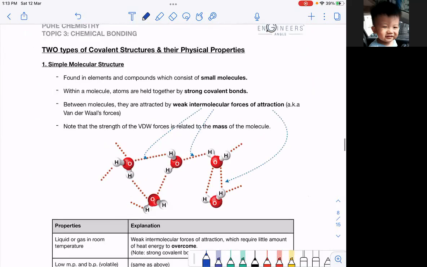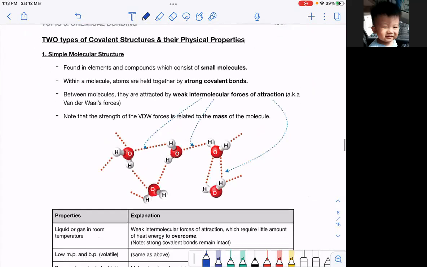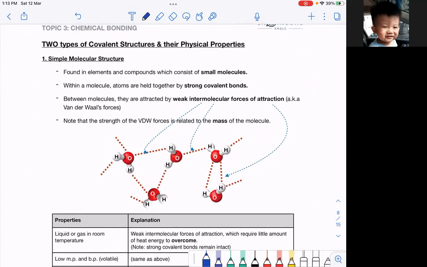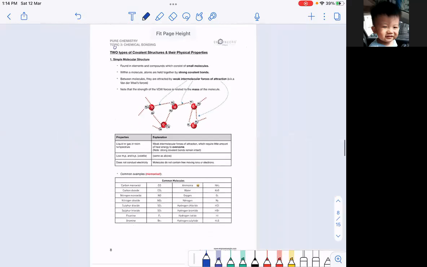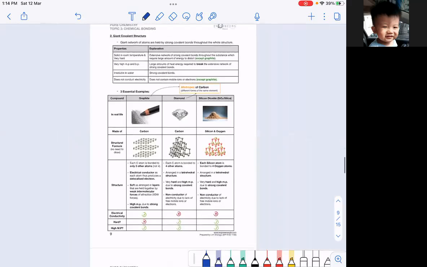Now, let me preface this first. For combined science, only this. So there's no 1 and 2. Just 1. So for combined science, you will learn until this page, which is what you have. Later on, I will teach the pure science also, the next page.